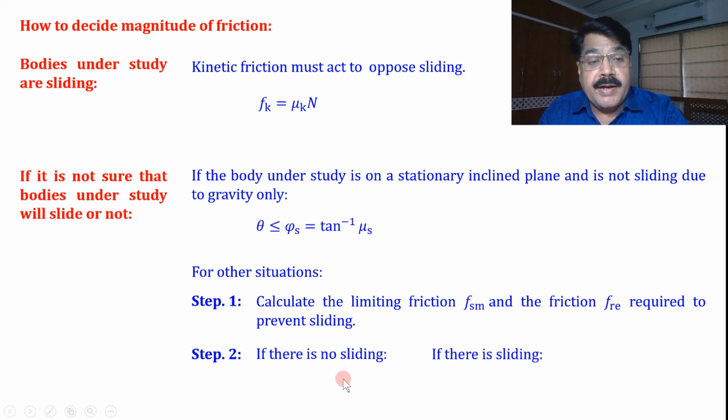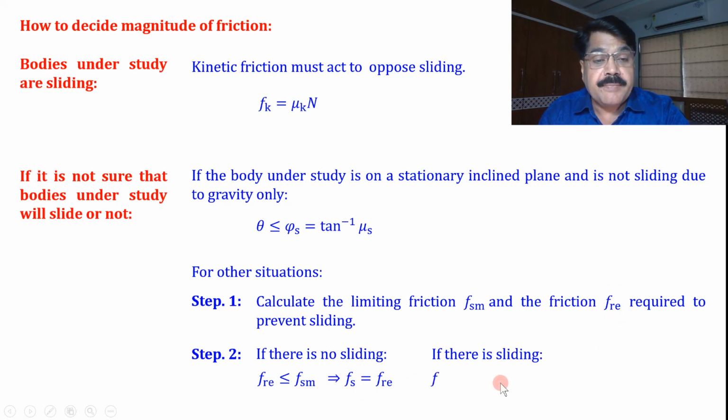If there is no sliding, the friction required to prevent sliding will be smaller than the limiting friction. FRE will be smaller than the limiting friction, and this FRE will be equal to the force of static friction. Fs is equal to FRE. And here you can see when we calculated the required friction, the direction we have calculated already.